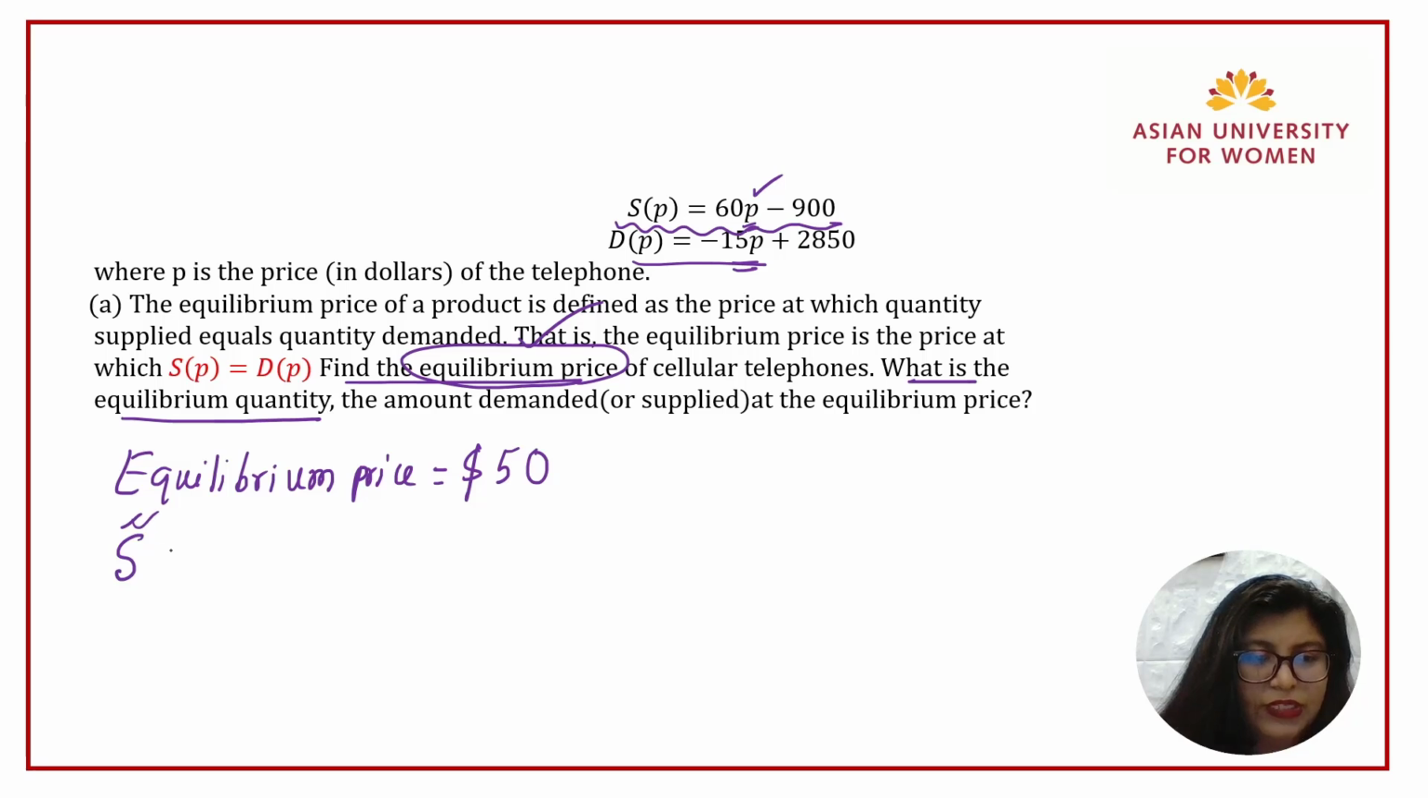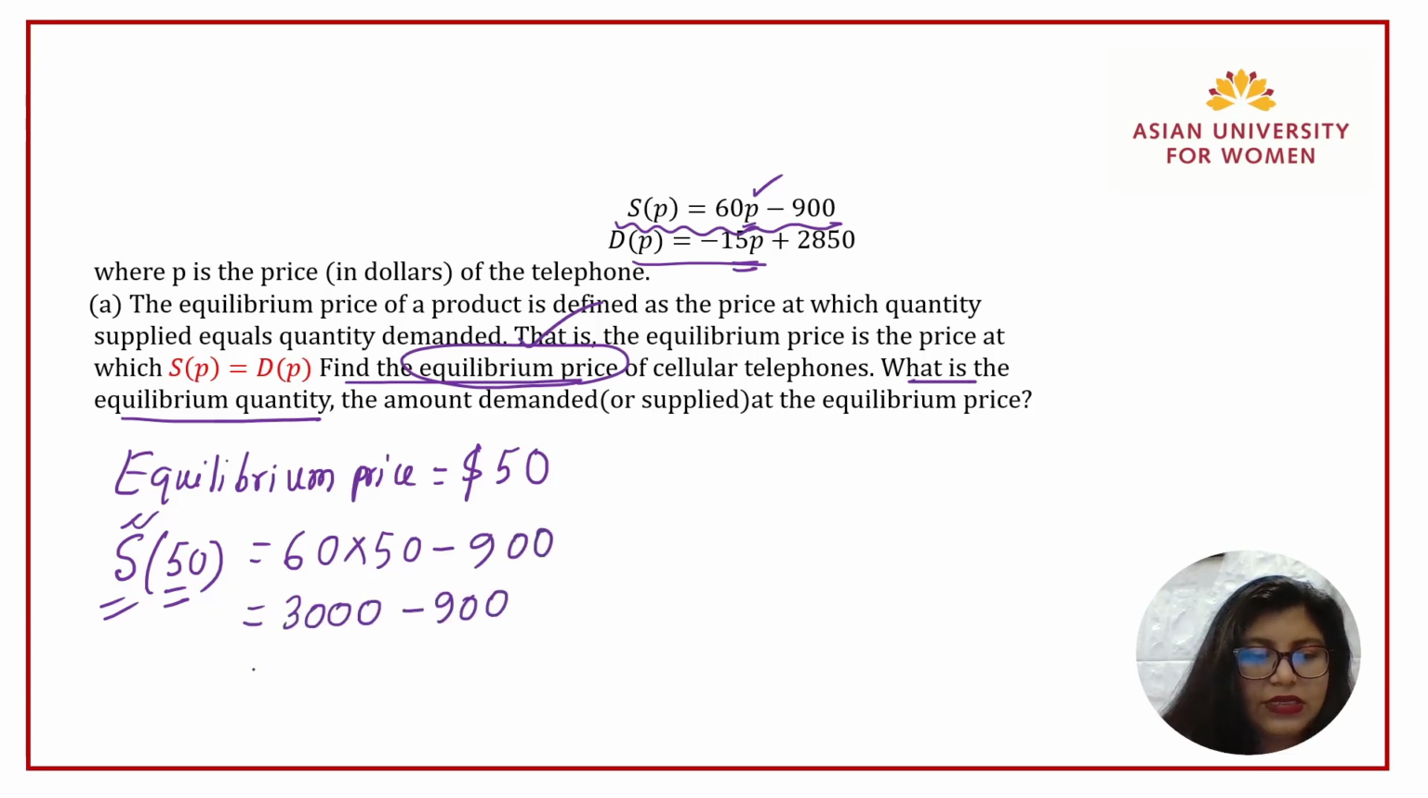This supply function gives you the sense of the quantity that the supplier is willing to provide. When the price is 50, what is the supply? Let's see, when the price is 50, the supply is 60 into 50 minus 900, that is, the supplier wants to sell 2,100 units of the product. That means 2,100 units, as we can see.